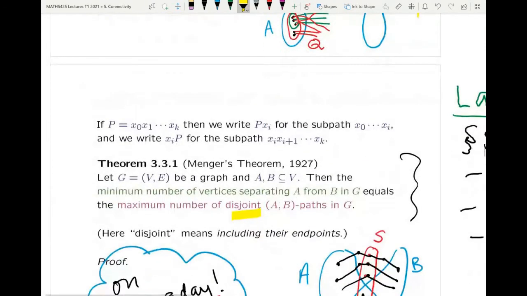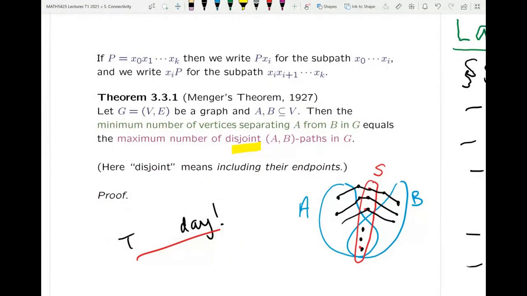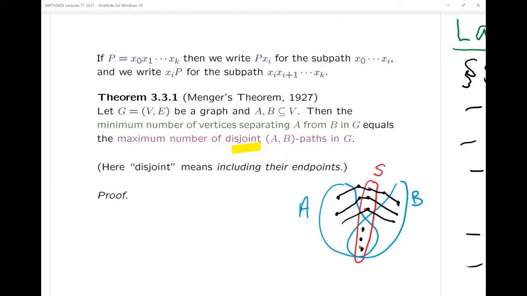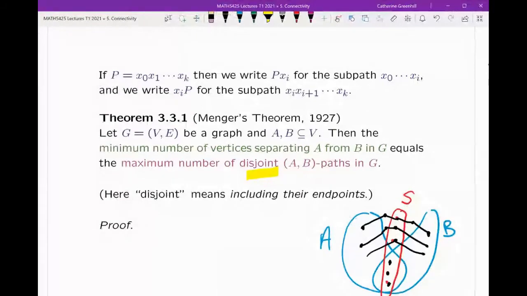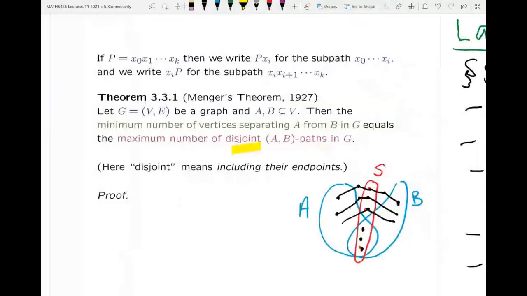And a last comment on terminology: if you have a path P, which we write x0, x1 up to xk, so all of those vertices are distinct, then we can use the notation Pxi, just meaning the first part of the path P up to xi.